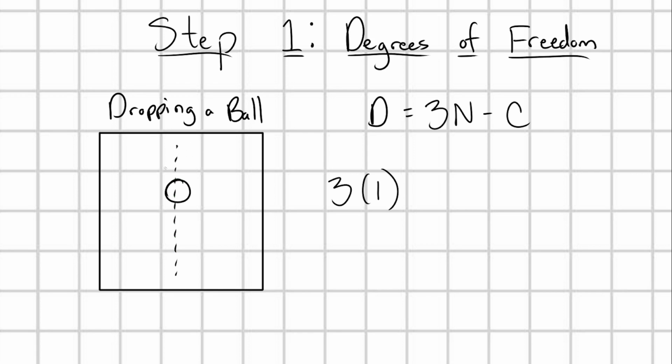So in other words, I get rid of the fact it can't move left and right, and it can't move in and out of the page. So I have minus 2. Really, I have 2 constraints. I'm saying you can't move this way and you can't move this way. You can only move up and down. And so this is going to equal 1 degree of freedom. But the key is, now I know that I only need 1 coordinate to fully describe this system.